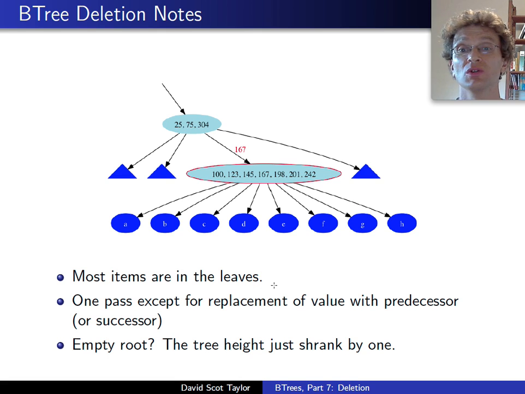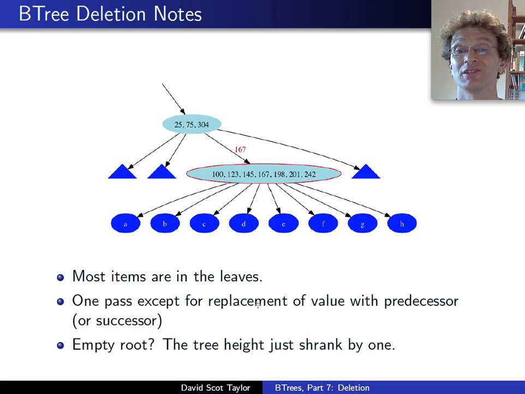Now note, when you do deletion, most of the items are in fact in the leaves. In a B-tree, almost all of the items are in the leaves, a very high percentage. The higher your branching factor T is, the higher your percentage of values in the leaves. And what happens here is you get a single pass down the tree to do your deletion if the value you're deleting is in a leaf. If it's not in a leaf, you still have a single pass down the tree plus one swap back to that top node that has a value being deleted, to replace the value with its predecessor or successor.